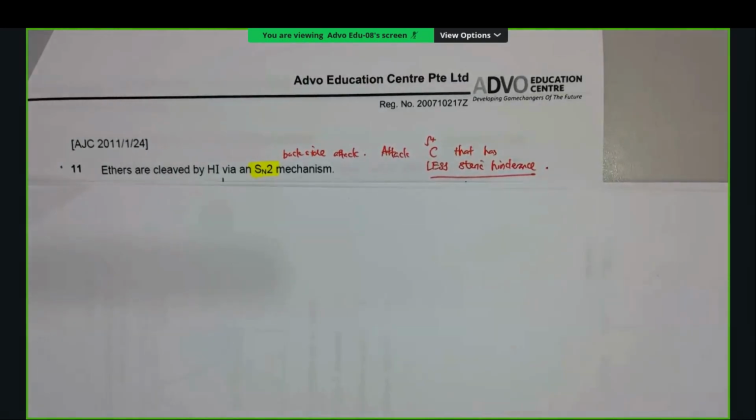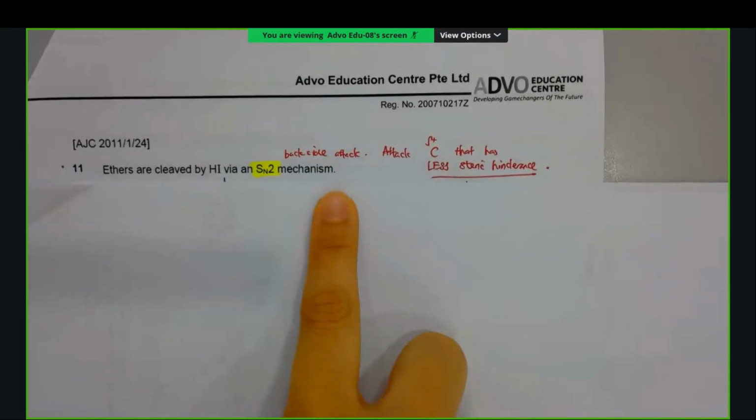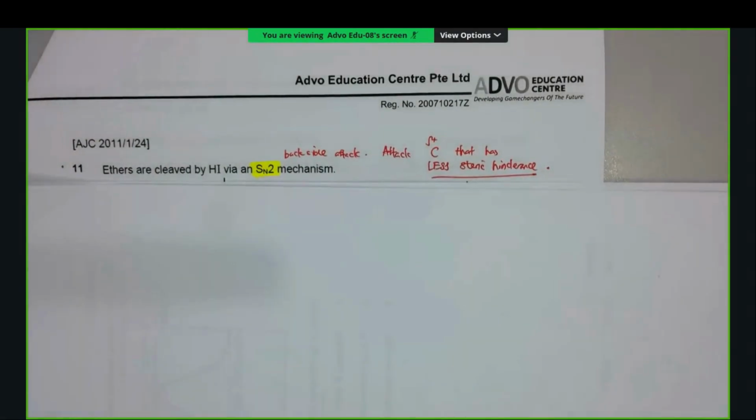Okay, I'll start first. The SN2 mechanism is based on the concept that the nucleophile attacks via the backside attack. Therefore, it will attack the electron deficient carbon that has less steric hindrance. That's the first thing you have to know.